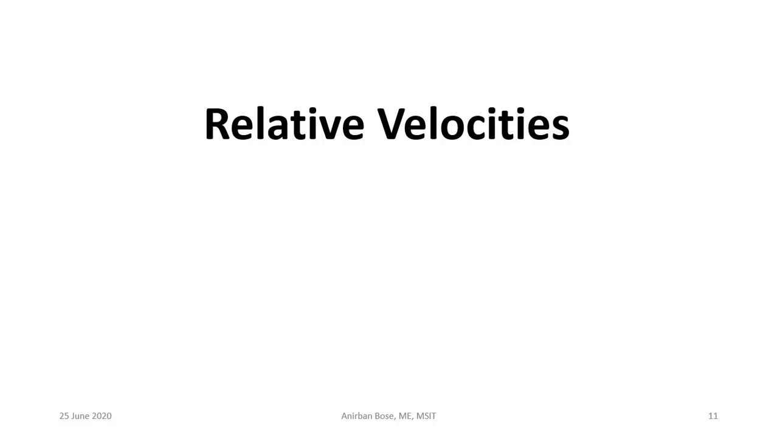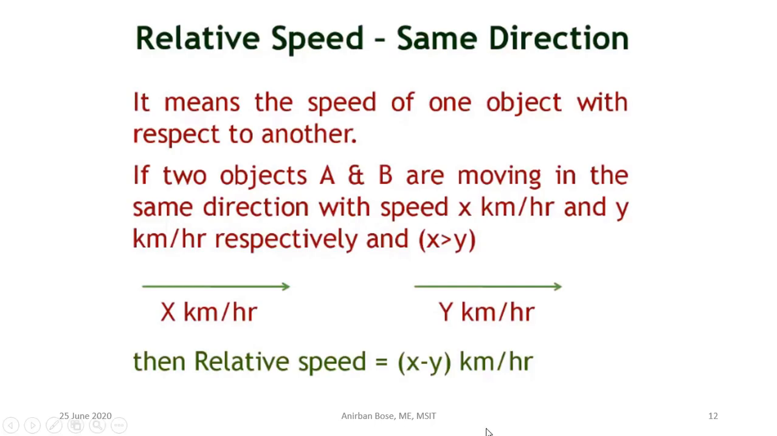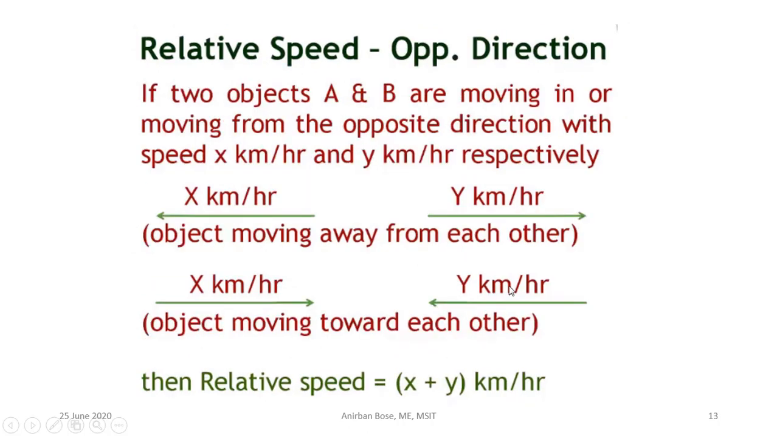Now let us see some problems related to relative velocities. But before that, you have to remember certain things. If two objects are moving in the same direction, then the relative speed will be the higher speed minus the lower speed. If x is the higher, then x minus y. If two objects are moving in opposite directions, either going away from each other or moving towards each other, in both cases the relative speed will be x plus y.